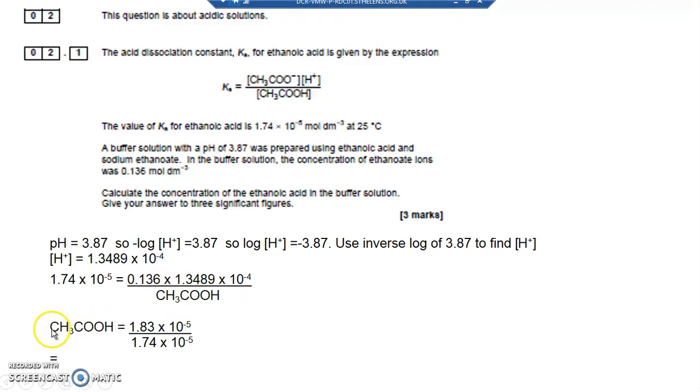And so the concentration of ethanoic acid is 0.136 times 1.3489 times 10 to the minus 4, which comes out as 1.83 times 10 to the minus 5, divided by 1.74 times 10 to the minus 5, and the concentration is 1.05 mole per decimeter cubed. I've put 3 significant figures because everything else in the question is to 3 significant figures.